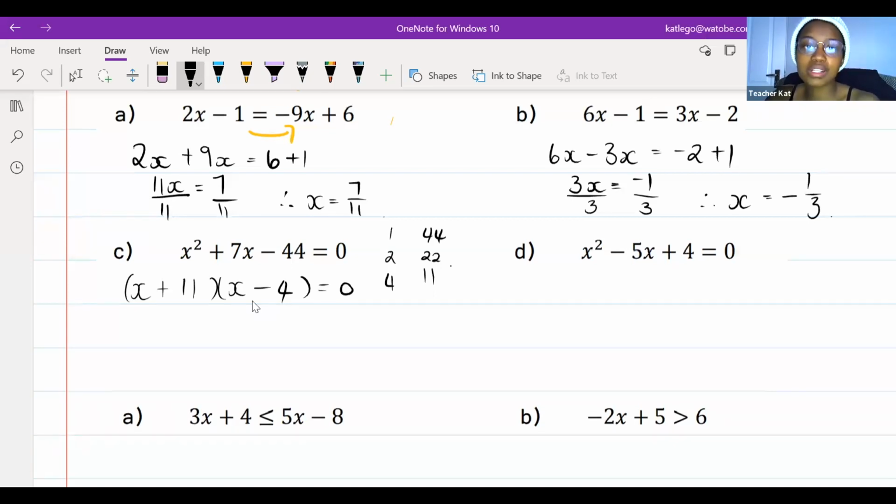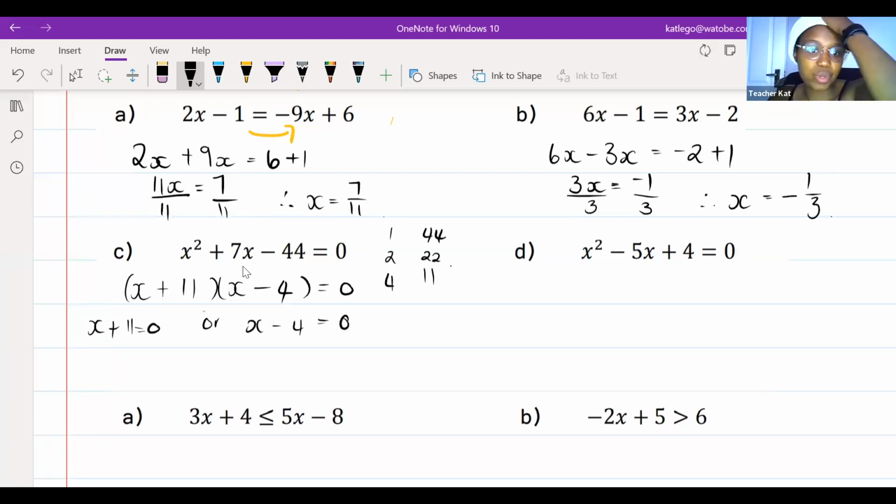Now we factorized it. What's next? Now we have our factors. So where do we go next? Hi, ma'am, I don't know. We split them. Remember, you factorize and then you split. So you're going to say either the first bracket is equal to 0, so either x plus 11 is 0, or x minus 4 equals 0. Do you remember now?